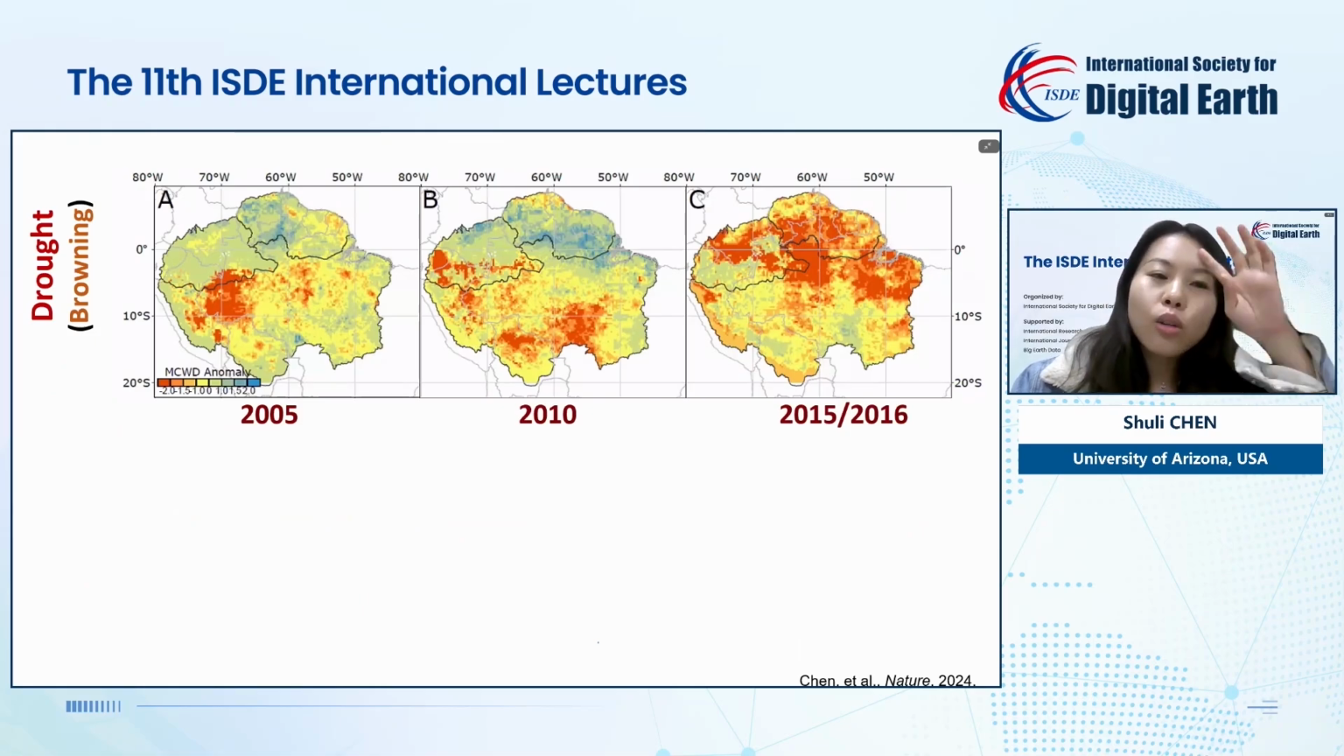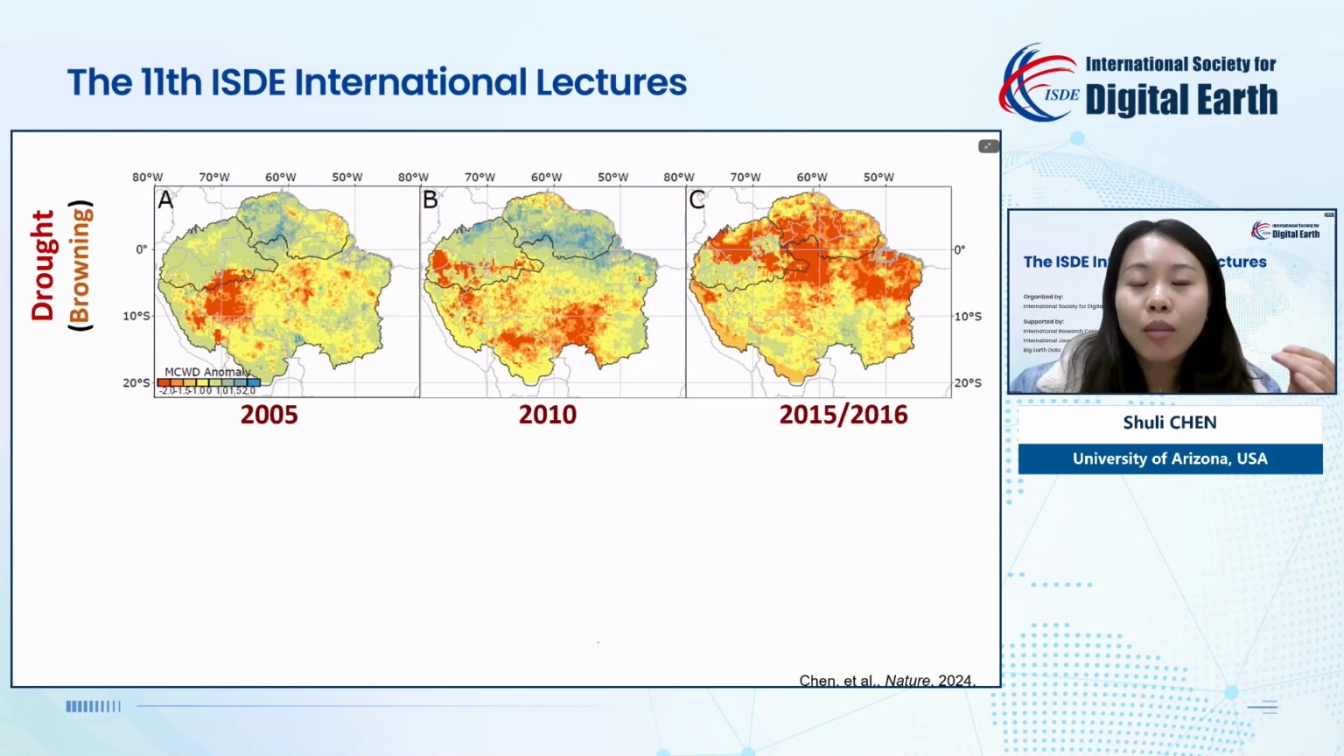To address this question, I look at the drought regions for the three once-in-a-century droughts in the Amazon basin, in 2005, 2010, and the 2015-16 El Nino drought. Here, the more brown shows more water deficit, and the drought region is defined by the maximum cumulative water deficit. It is calculated when the maximum cumulative water deficit is more than 1 standard deviation below the mean.